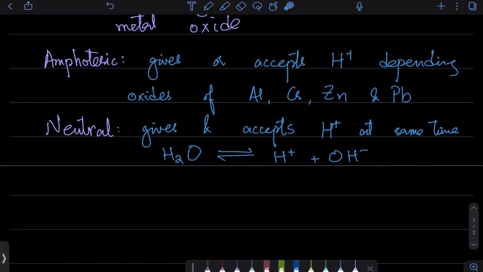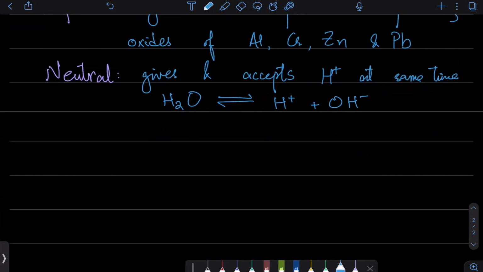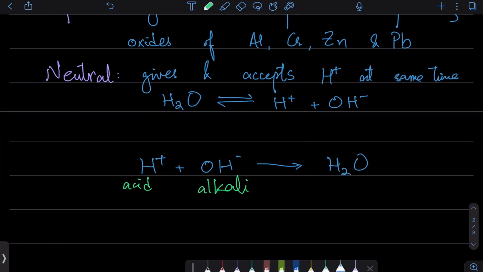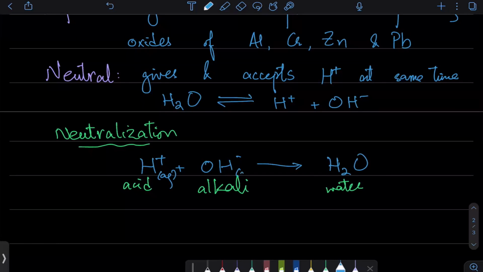In fact, whenever you get H positive from the acid and you get OH minus from the alkali, they make what we call water. And this reaction is called neutralization reaction. Every time you get H positive and OH minus and they react together, of course, H positive will be in water, OH minus will be in water, and they will make liquid water. This reaction is called neutralization.